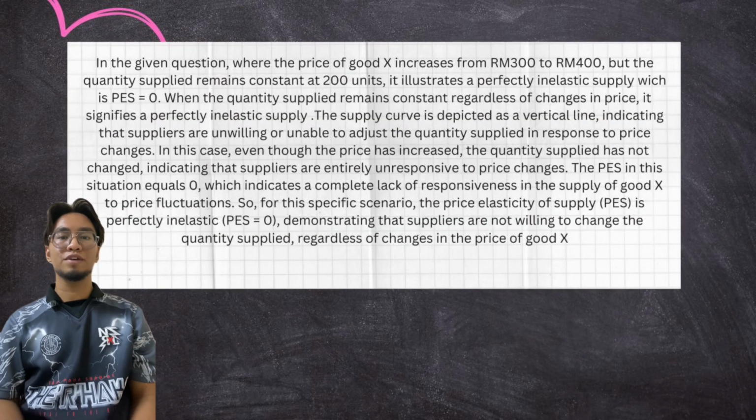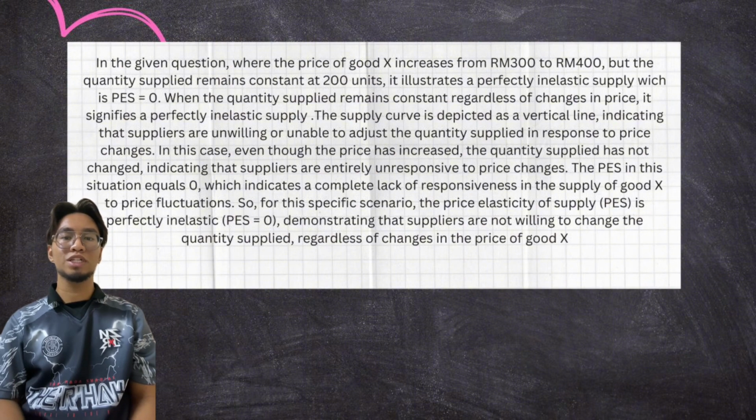The supply curve is depicted as a vertical line indicating that suppliers are unwilling or unable to adjust the quantity supplied in response to price changes. In this case, even though the price has increased, the quantity supplied has not changed, indicating that suppliers are entirely unresponsive to price changes. The E in this situation equals 0, which indicates a complete lack of responsiveness in the supply of good X to price fluctuation.